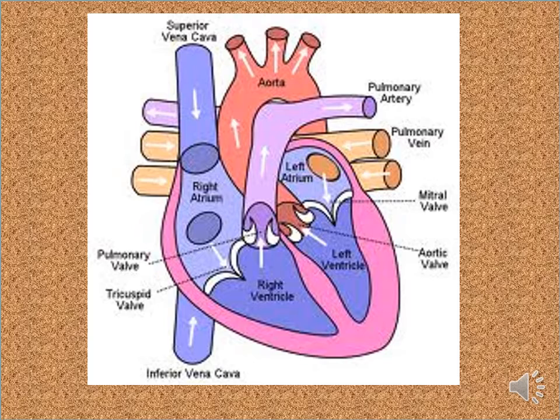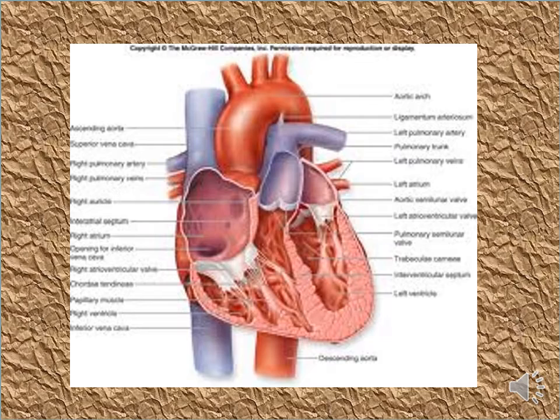The vessel connected to the left ventricle is the aorta, the major artery in the body. At the left atrium, the pulmonary veins carry oxygenated blood from the lung. On the right ventricle, we have the pulmonary artery that carries deoxygenated blood to the lung. On the right side, we have the superior vena cava and inferior vena cava that carry deoxygenated blood from all the body to the heart.